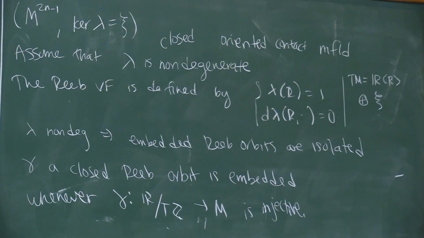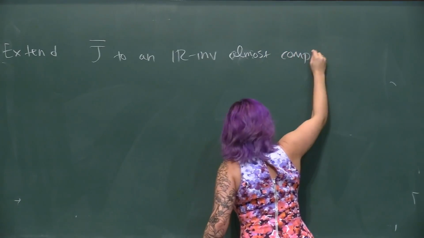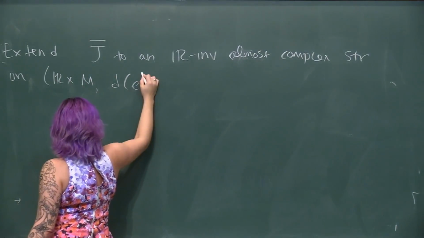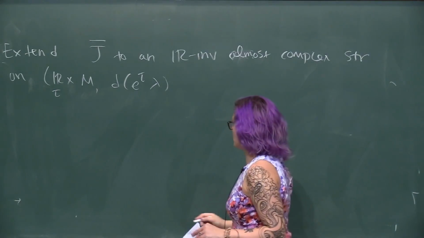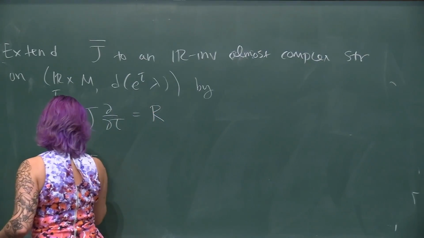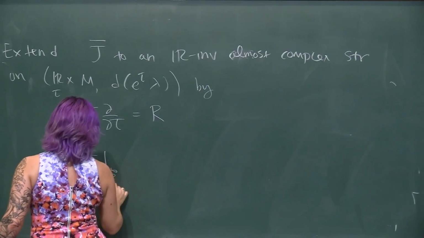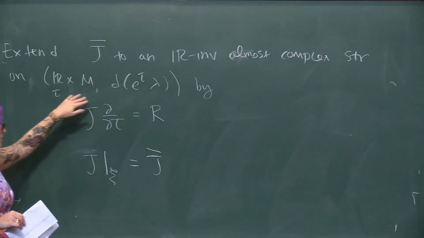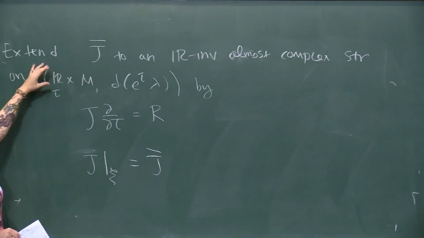Extend J to an R-invariant almost complex structure. So here tau is the coordinate on R, by J d/d tau equals R, and then we want J restricted to the contact distribution to be one of these d lambda compatible almost complex structures. And such a J is going to be said to be lambda compatible because there's this canonical way to extend it to the symplectization where you're just intertwining the R direction of the symplectization with the Reeb direction.